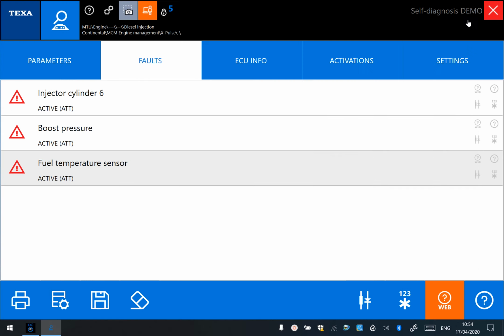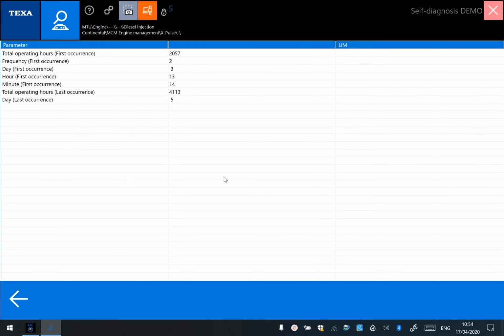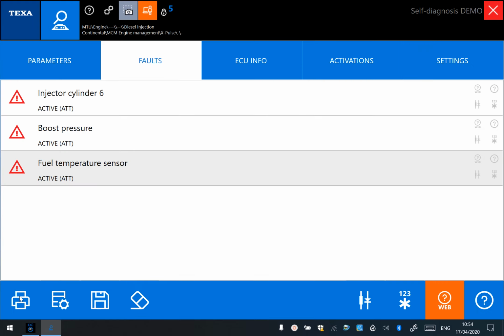So we'll come out of there. Freeze frame technology, again we can look, and what it does, it tells you, depending on the vehicle, obviously you can imagine for a truck you have a whole long list of parameters that it's recorded. But for example, on this one, it gives you the total operating hours, the frequency that fault has occurred, the day, the time, and so on. So a lot of useful information for you to work with.